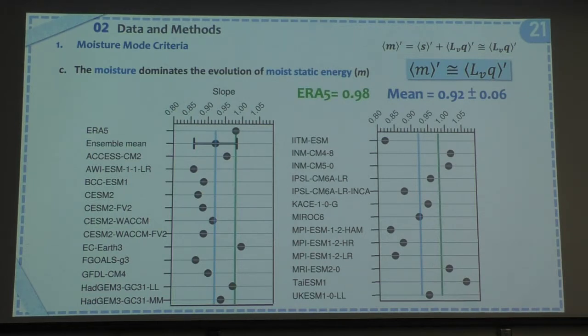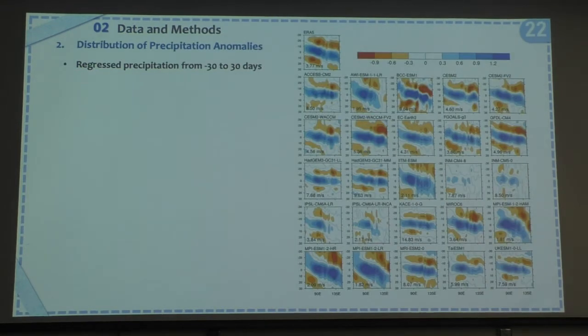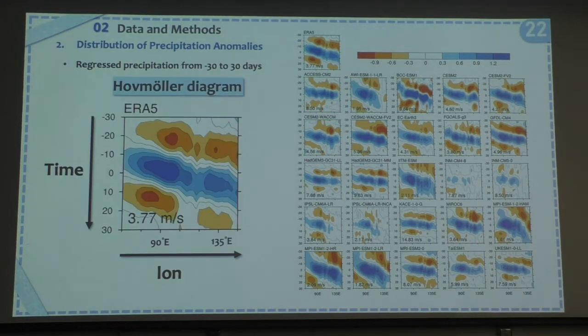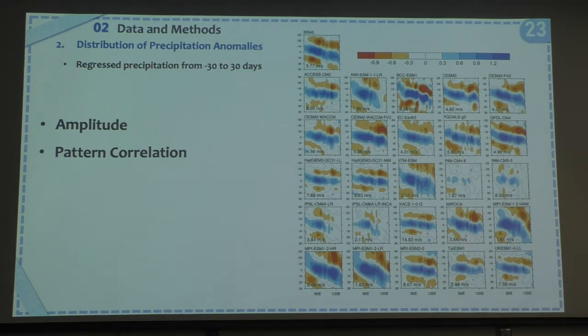On the other hand, we also consider the distribution of precipitation anomaly. This figure shows us a Hovmoller diagram. In the observation, the precipitation anomaly over here and the model result. In a Hovmoller diagram, the y-axis is time and the x-axis is longitude. Over here, we need 2 indices. First, we will calculate the amplitude of precipitation anomaly. Second, the pattern correlation between the model and the observation.